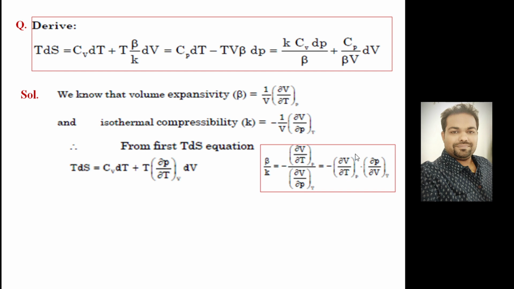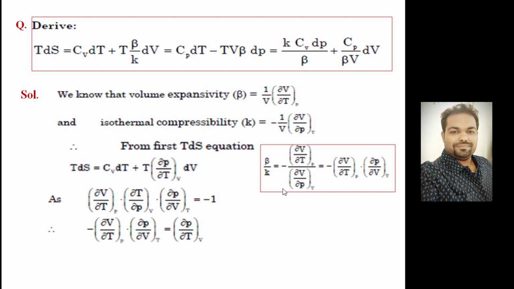You can write dou V by dou T at constant pressure multiplied by dou P by dou V at constant temperature. Now you know the fundamental relation between the properties pressure, volume, temperature: the partial derivatives are connected via dou V by dou T into dou T by dou P into dou P by dou V equal to minus 1. I need the value of these two terms, dou P by dou V at constant T and dou V by dou T at constant P, which are given here.